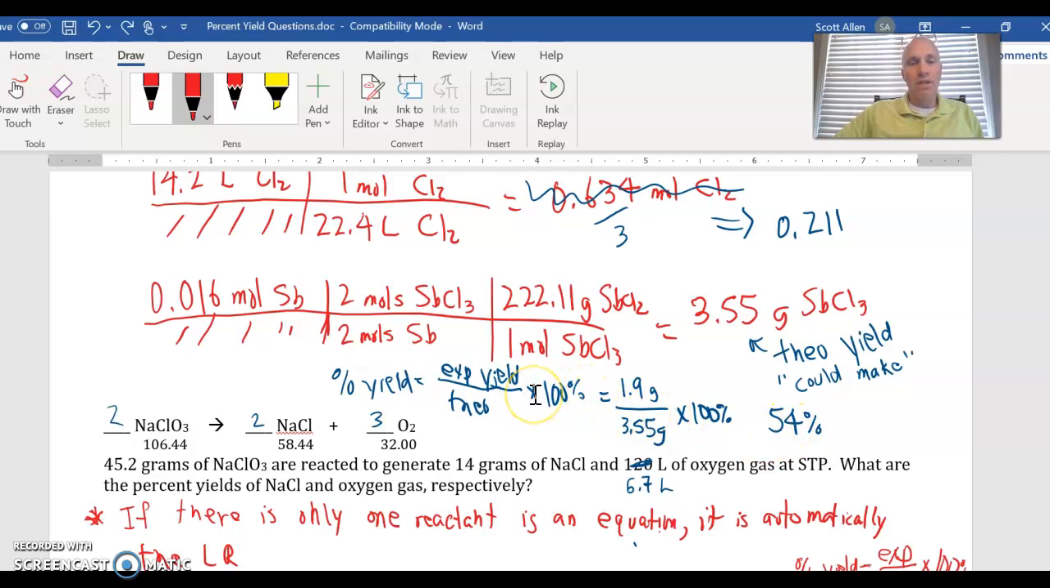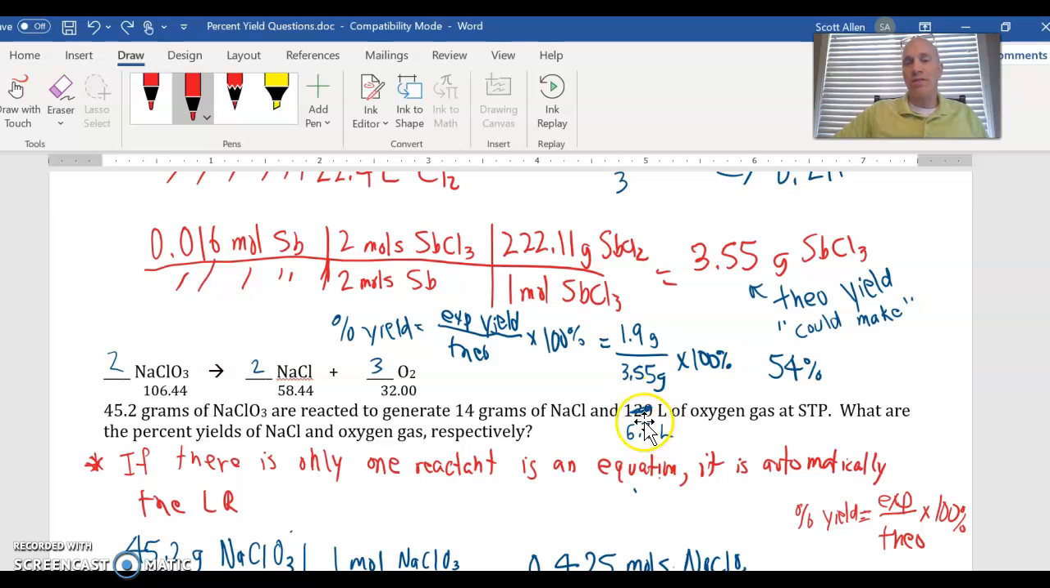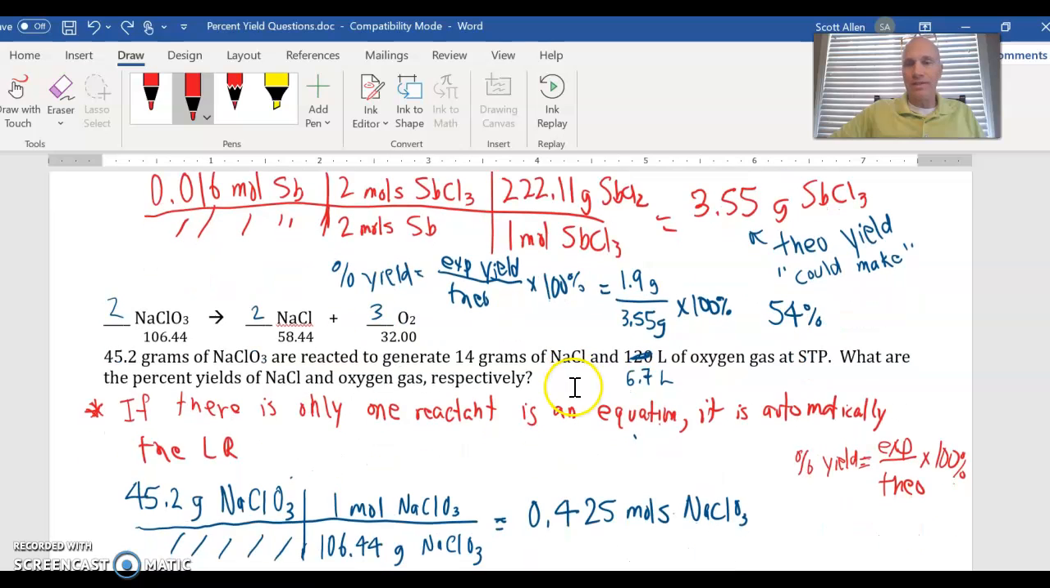All right, in the next question, I have to do a little modification. We're going to say 6.7 liters of oxygen gas is produced. If you want to pause the video and try this problem with this new information, go ahead and do that. And if you've done it, great. If you're just following along with this, let's see how this would work.